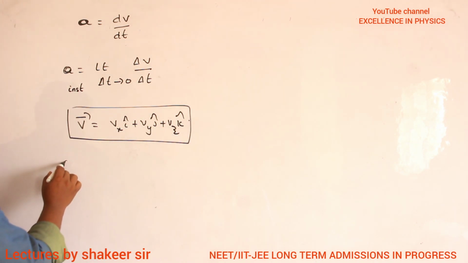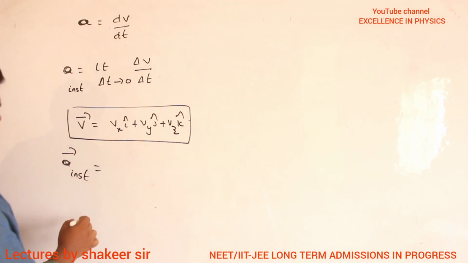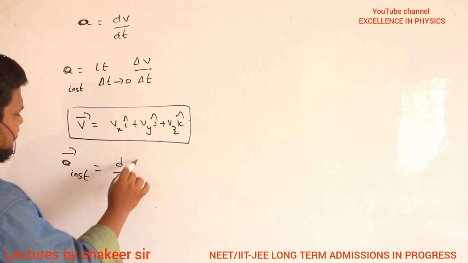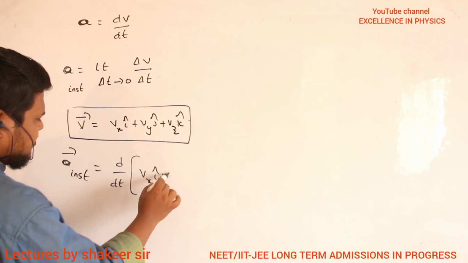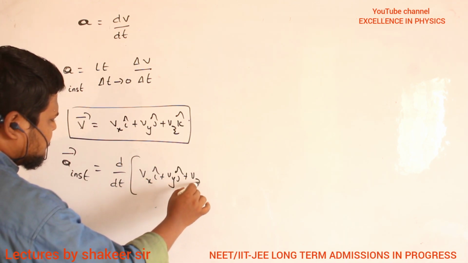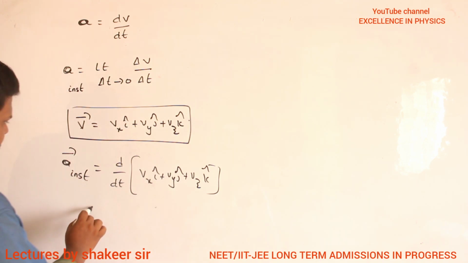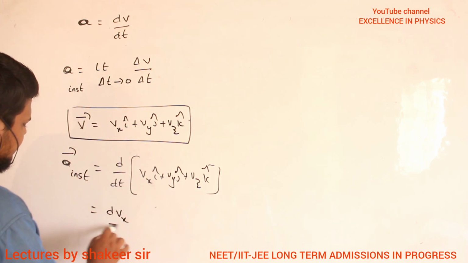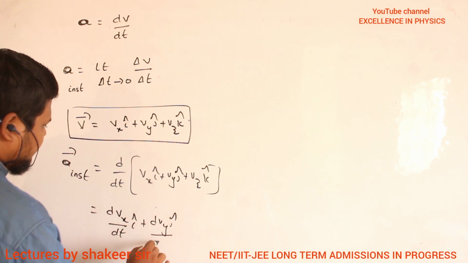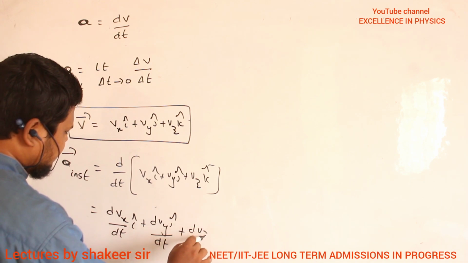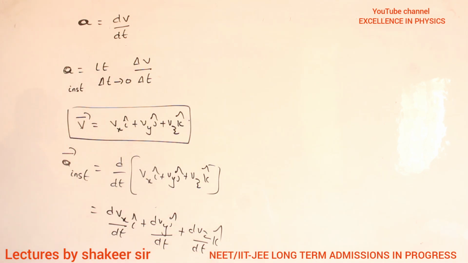Then in that condition, what is my equation for instantaneous acceleration? Instantaneous acceleration is equal to d by dt of velocity. And what is the velocity vector we have? Vx i cap plus vy j cap plus vz k cap. This is what I have now. Then you can write this as dvx divided by dt i cap plus dvy divided by dt j cap plus dvz divided by dt k cap. I can write like this. Are you able to understand?